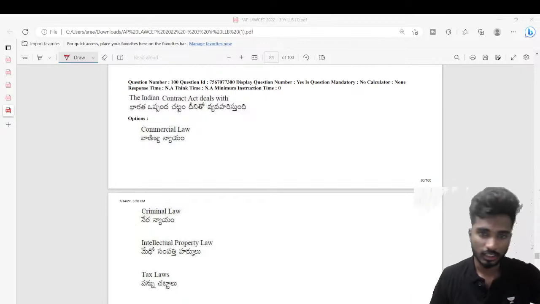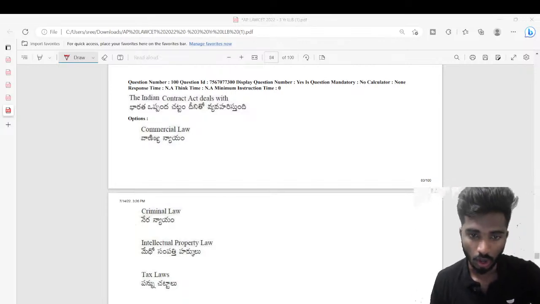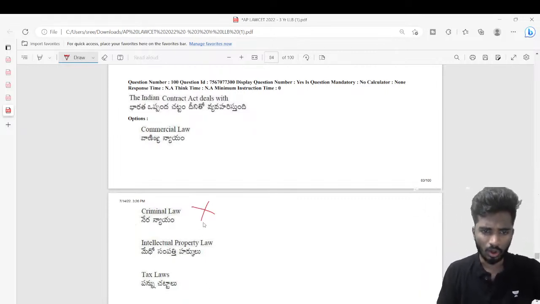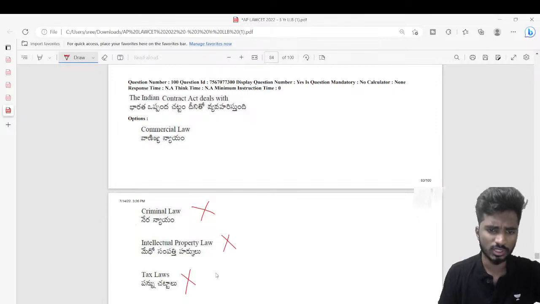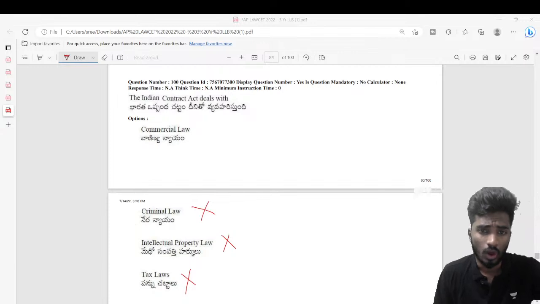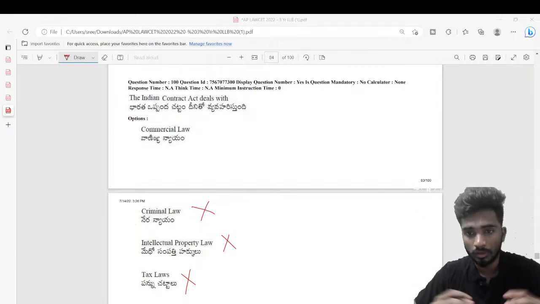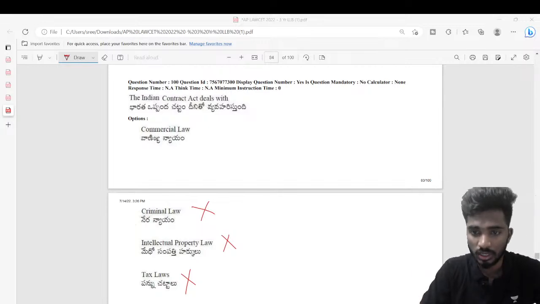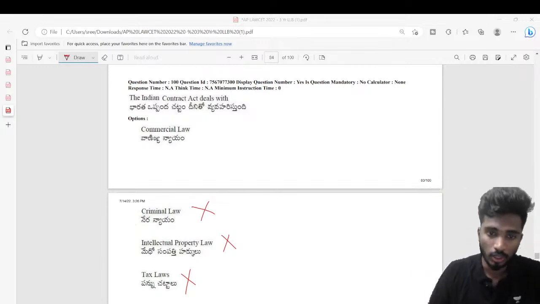Very good TS, excellent. So the answer is commercial law, right? So the Contract Act does not deal with criminal law. It does not deal with tax law and also does not deal with intellectual property law. Why is everybody writing it as intellectual property? Contract law, and what is contract law? It governs contracts between two people which are private, right? So it is a commercial law, so to say, because in contract one important aspect is consideration, right? So that is why commercial law is the right answer.